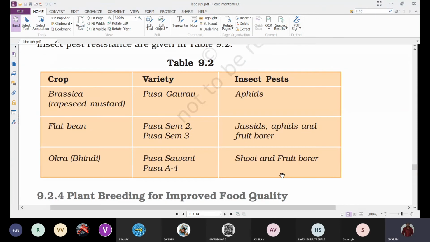Later we discussed disease resistance, and these disease resistant varieties were developed by conventional breeding as well as by mutational breeding. In the same manner, we also developed some new varieties for insect pest resistance in case of wheat, cotton, and maize, and we also developed brassica, flat bean, and okra varieties.